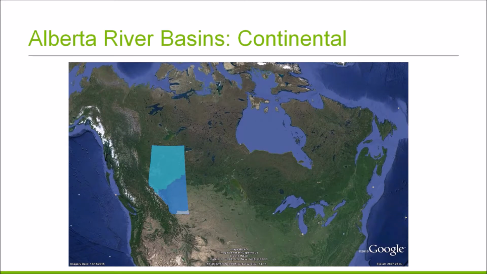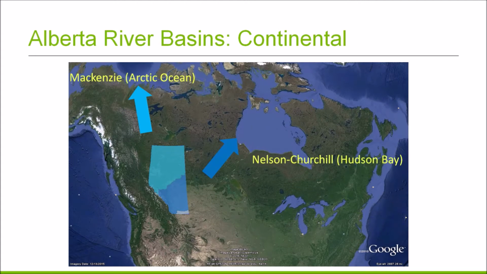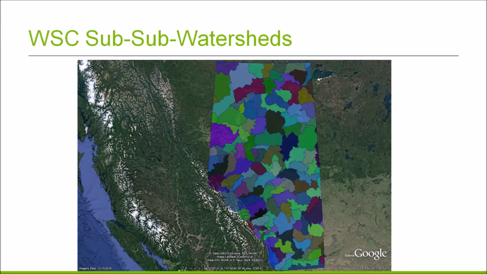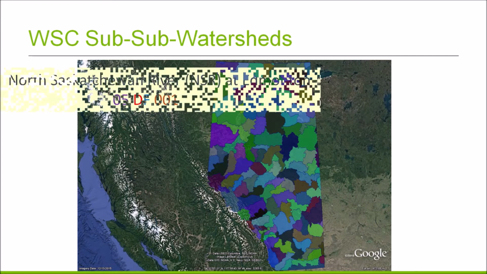Let's talk about continental river basins in Alberta. We have 3 continental river basins. The first one is the north flowing Mackenzie River Basin, which drains into the Arctic Ocean. The next one is the east flowing Nelson Churchill River System, which drains into Hudson Bay. And then we have the Mississippi System that drains into the Gulf of Mexico. These are the 7 major river basins in Alberta. These are Water Survey of Canada's sub-watersheds.